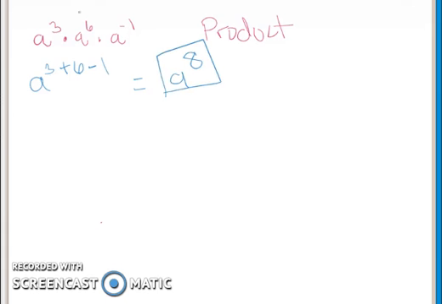Another way we could have done this is we could have gone ahead and done 3 plus 6, which would have given us A to the 9th, and then put A to the 1st on the bottom. But this is then the quotient rule, which would make them subtract, and we still get A to the 8th. Either way, same answer.